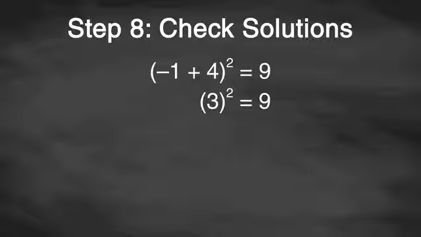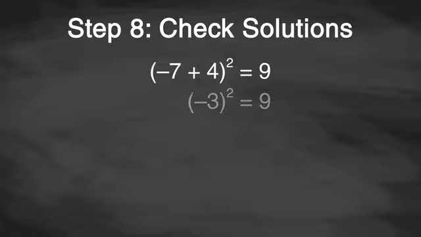Step 8. Check the solutions. Substitute negative 1 in for x. Negative 1 plus 4 equals 3. 3 squared is 9. 9 equals 9, so this solution works. Substitute negative 7 in for x. Negative 7 plus 4 equals negative 3. Negative 3 squared is 9. 9 equals 9, so this solution works.